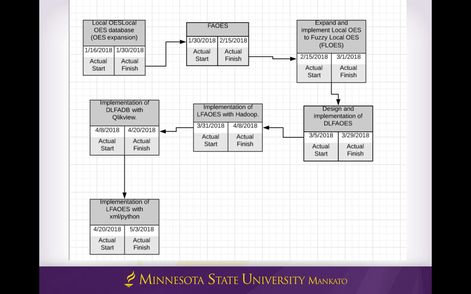We then worked on the project components using the PERT chart and laid them out with an actual start and an actual finish date. Here you can see the layers of the project. We begin with the local OES database. Then we move on to FAOES, which will eventually become Fuzzy Logic or Fuzzy Local OES. We then move on to the design and implementation of DLFAOES, and then implement LFAOES with Hadoop. Next would be to implement DLFADM with QlikView, and then use XML or Python to implement LFOES.